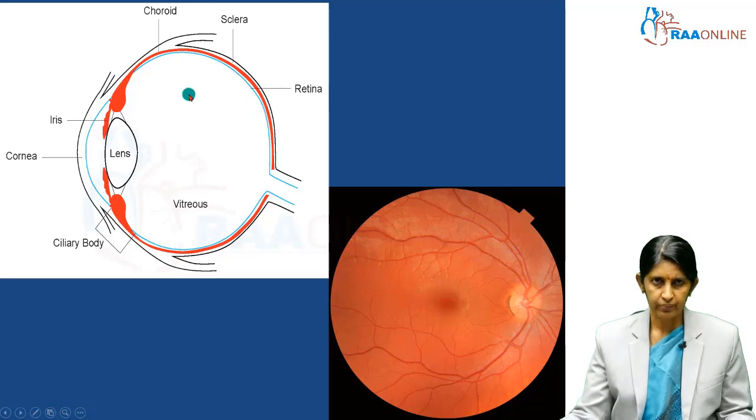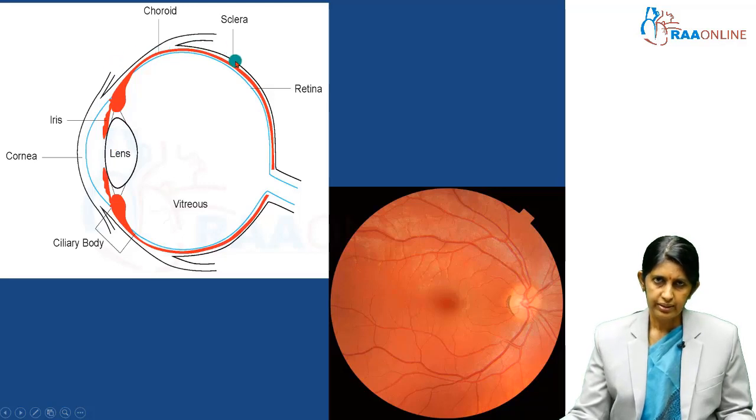and hence set up an inflammation in the eye. Now, as you can see, the iris is in very close approximation with the lens. The ciliary body is connected to the zonules. These are the zonules. The zonules are also called suspensory ligaments, and they hold the lens in position.